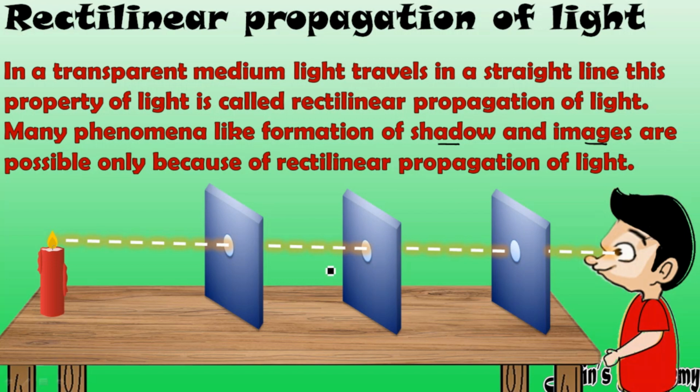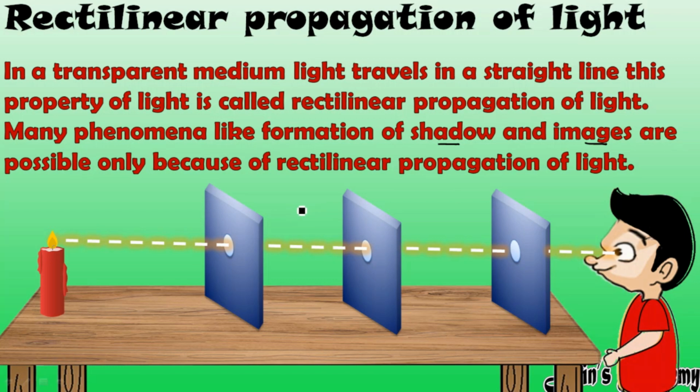These two things are known as solar eclipse and lunar eclipse. These things also occur due to the rectilinear propagation of light. About the formation of shadows, formation of images, solar eclipse, and lunar eclipse, all these things we will study in the last slides of this chapter.